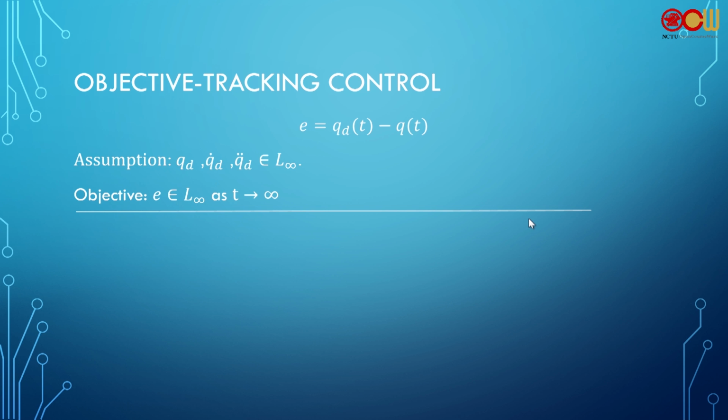Bounded means you still have some tracking error, but it's bounded. It doesn't go to infinity. Okay, the tracking error will be close to 0. This is also acceptable as a controller.